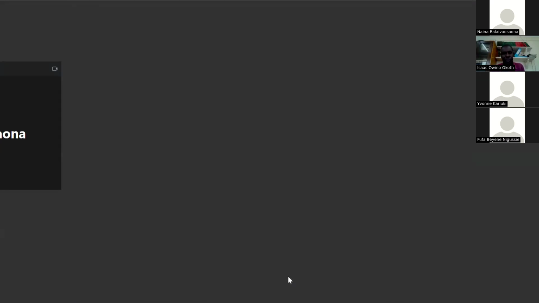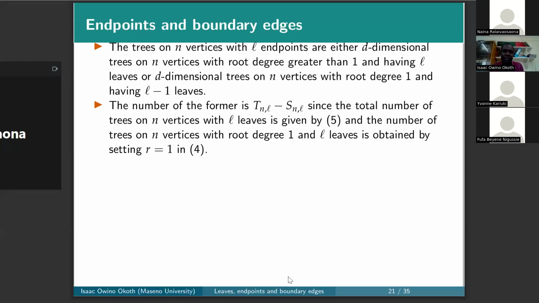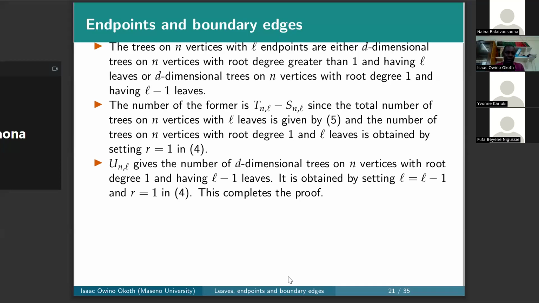So how do we construct that proof? We know that trees on n vertices with L leaves are either d-dimensional plane trees on n vertices with root degree greater than 1 and having L leaves, or they have root degree 1 and L minus 1 leaves. So we need to get these trees with n vertices, L leaves, and root degree greater than 1, that is obtained by T and L minus S and L. But then the ones with root degree 1 and L minus 1 leaves is given by U and L. And then that completes the proof.